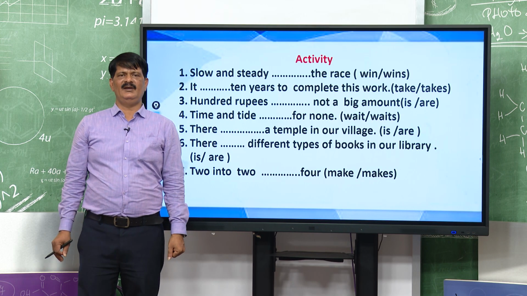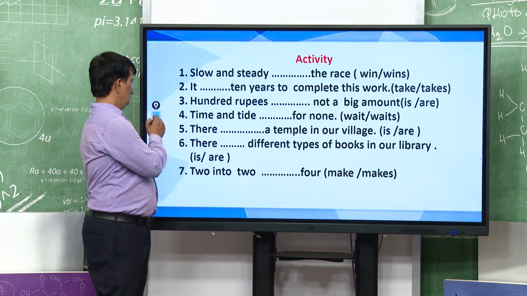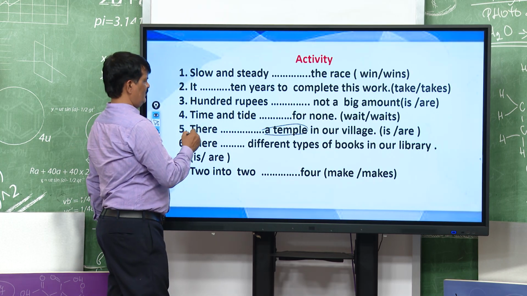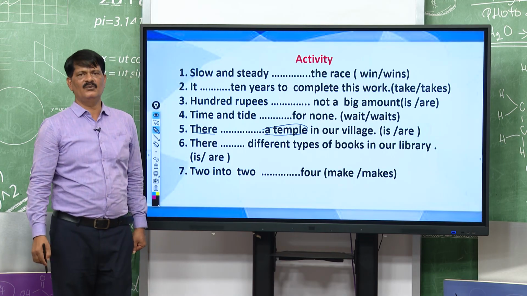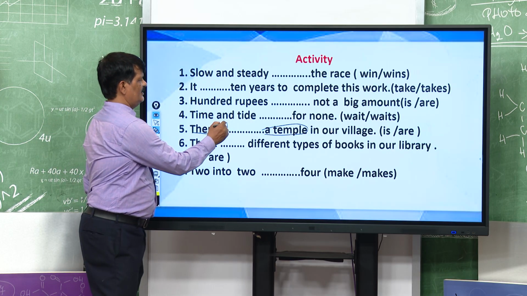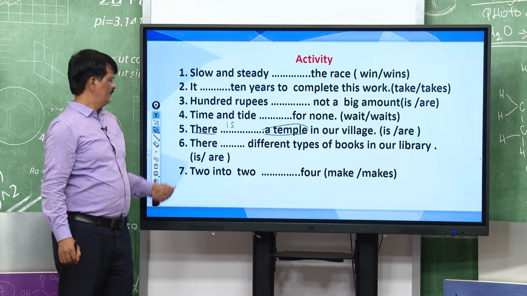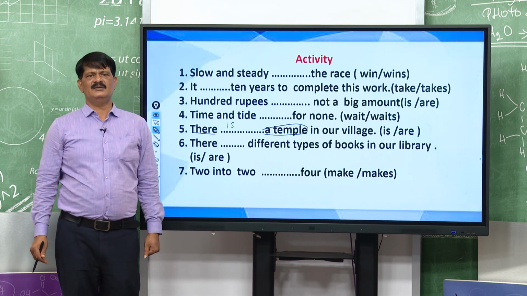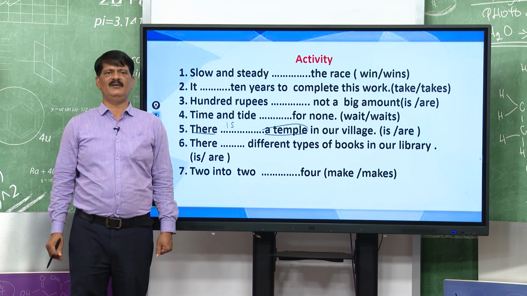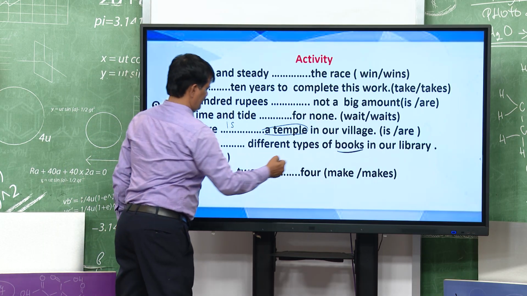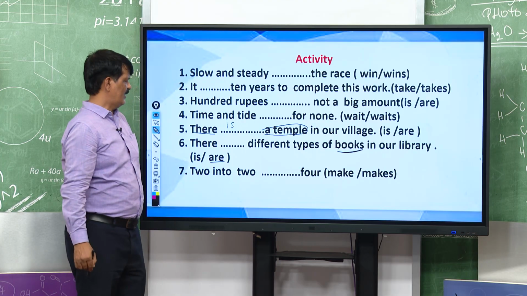"There dash a temple in your village." You see, a temple is there, we just discussed, it is a temple, introductory "there." Who can say the right answer? Yes, it is "is," there is will be there, is it not? Yes, very good. Then question number 6, you see, "There dash different types of books in our library." Different types of books are there. So, definitely your answer will be "are."